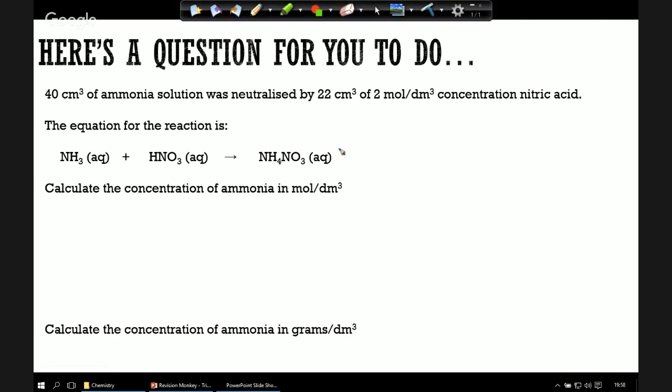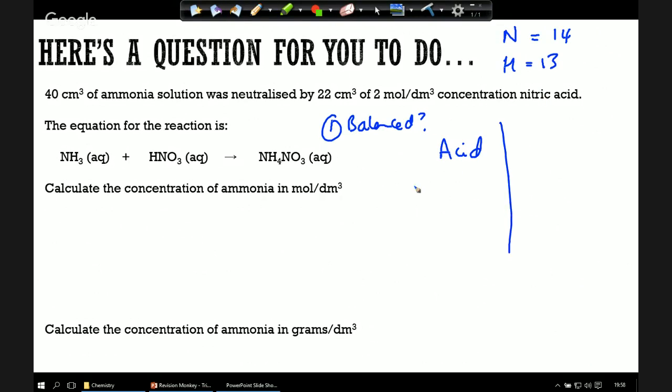Okay, just to help, I'll just remind you that we need to check that it's balanced. And I'll write the relative atomic masses of nitrogen, which is 14, and hydrogen, which is 1. And I'll also remind you to draw that table of acid versus alkali. Okay, just one more minute then, and we'll see how you get on with those, and then we'll move on to our final topic.